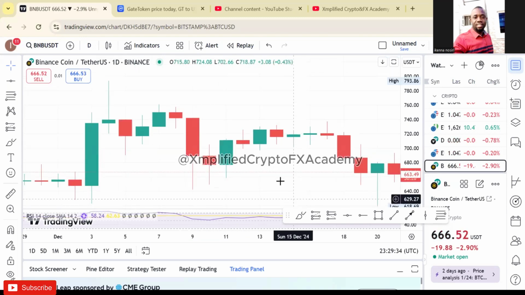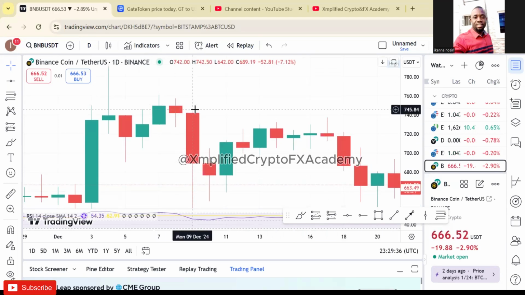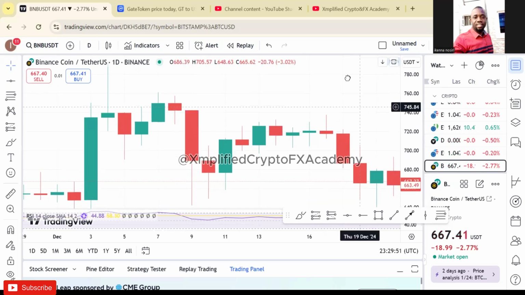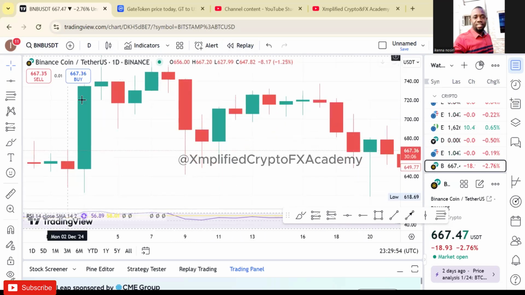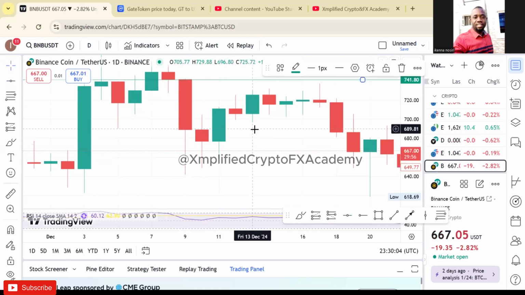Now, look at this candle here. The market opened here. People started selling, selling, selling, all the way to this point. Let's mark it. This is the opening price, 741. That's where it opened.